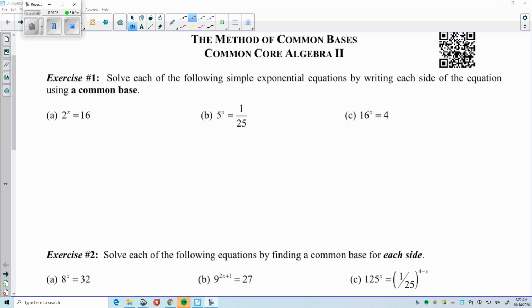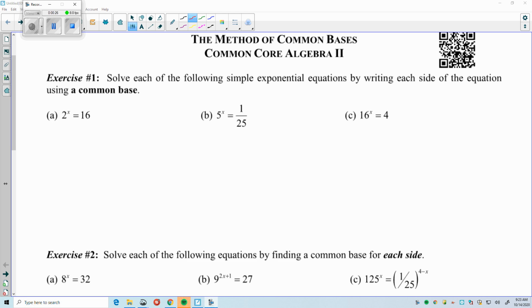Today we're going to look at getting some common bases and solving some more exponential equations. We talked about common bases in our last lessons, and we're going to expand on that thought a little bit more today. So the first problems we have are to solve each of the following exponential equations by writing each side of the equation using a common base.